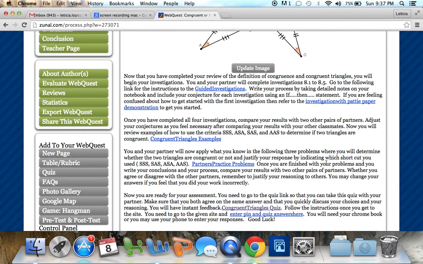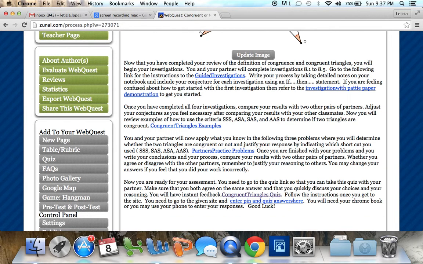After you've successfully completed your 5 investigations, you and your partner will compare and contrast your results with other partners to verify whether your conclusions, your conjectures, are correct or not, and you will have opportunities to change your conjectures in case you have made a mistake after double checking with other partners. After that, you will go to this link, congruent triangles examples, to go over some examples of congruent triangles using the shortcuts of congruency.